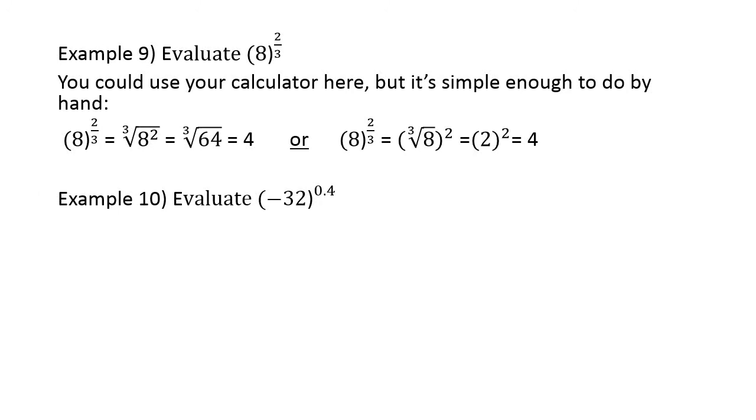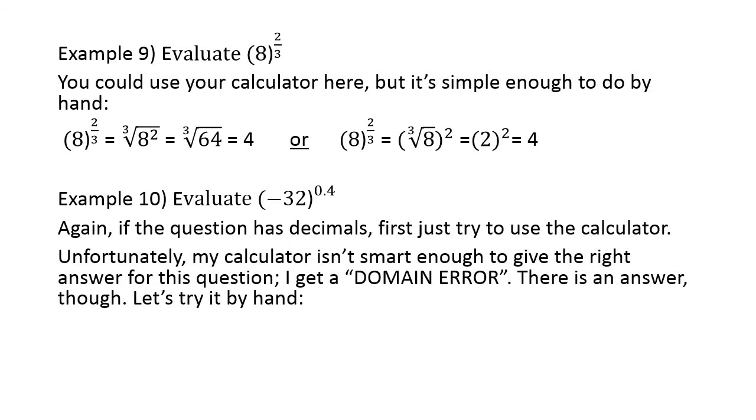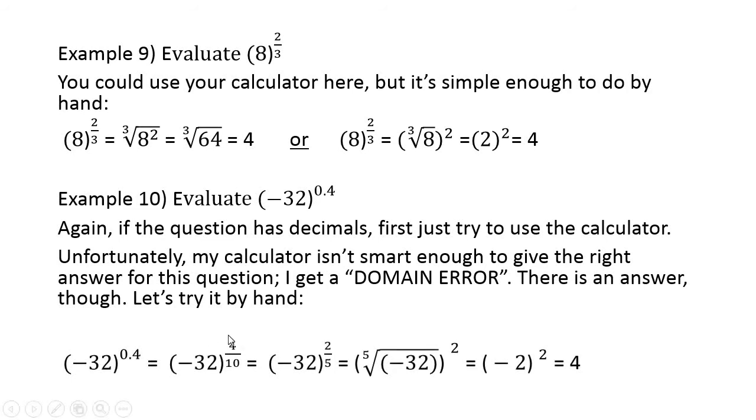And example 10 here, evaluate negative 32 within brackets to the 0.4. Again, if the question has decimals, first try to just use a calculator. So unfortunately, my calculator is not smart enough to give the right answer for this question. I get a domain error. There is an answer though. Let's try it by hand. So follow my cursor here. I'm giving you the entire answer at one go, but please follow my cursor.